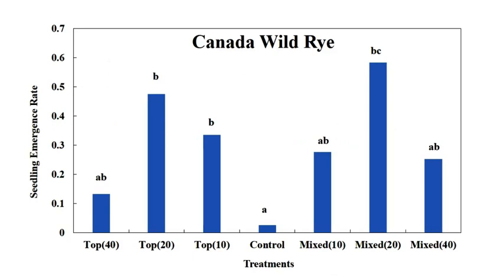Okay, let's look at the results for the statistical measurement. The x-axis is treatment; we have 7 treatments here. The y-axis is the seedling emergence rate. From this figure, we can see the control one has significant differences compared to the top 20 and top 10. And here the mixed 20 is smaller than the other treatments.